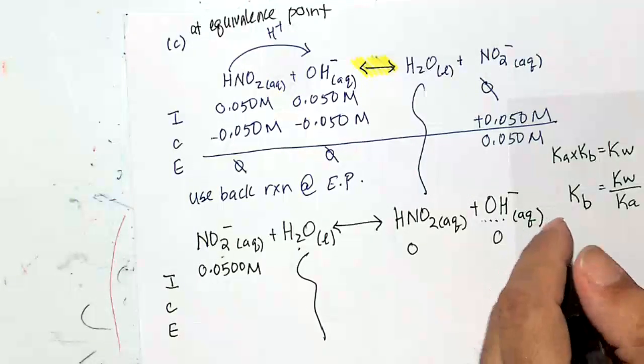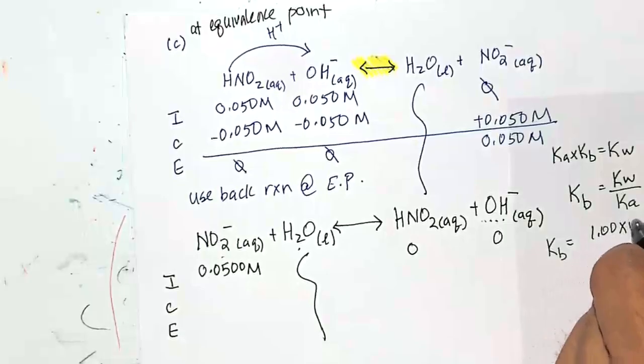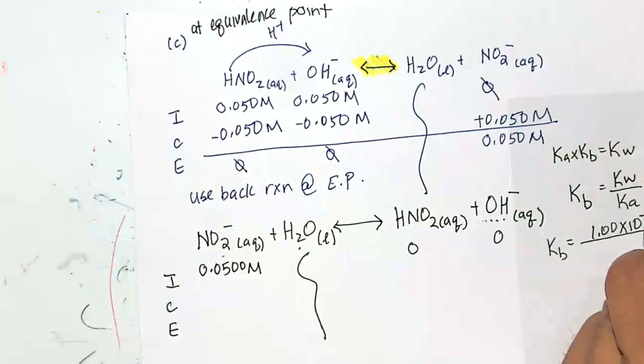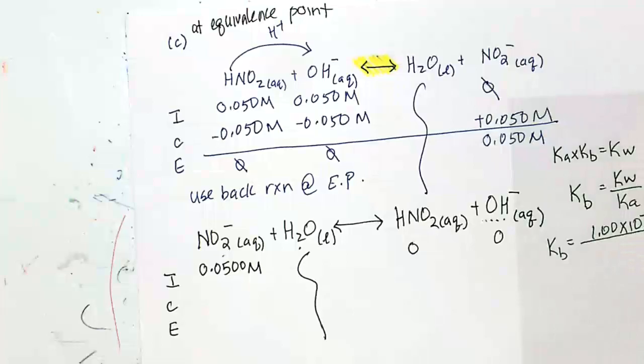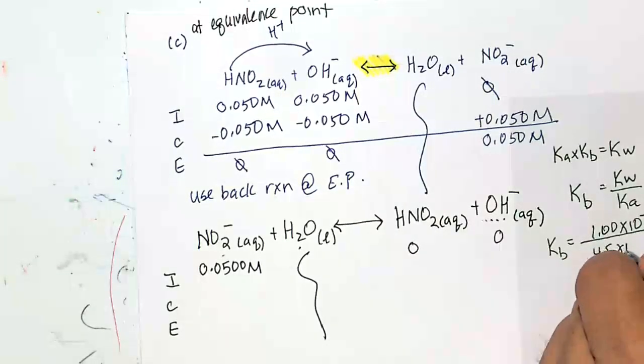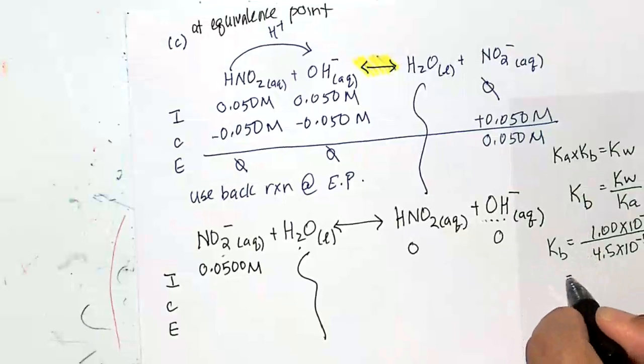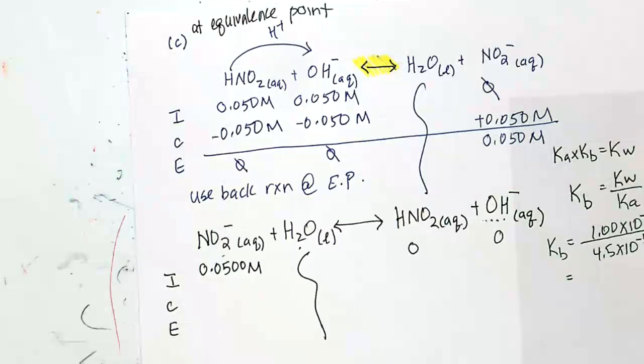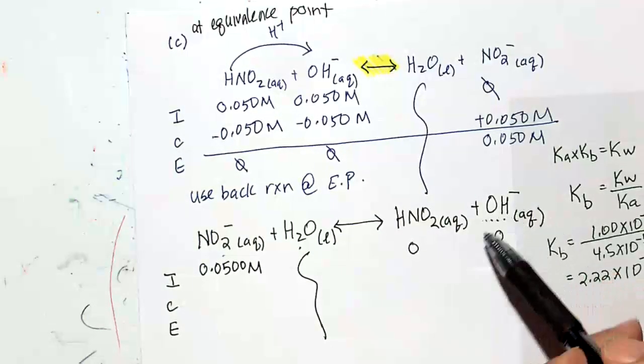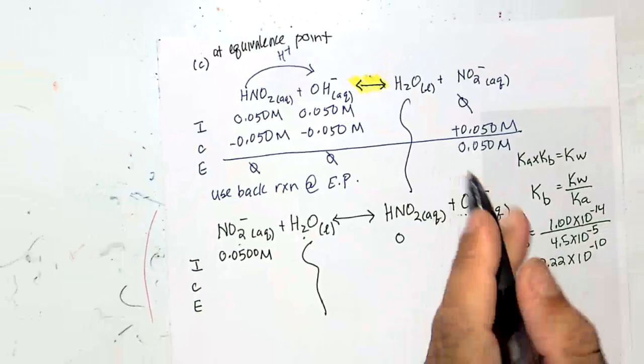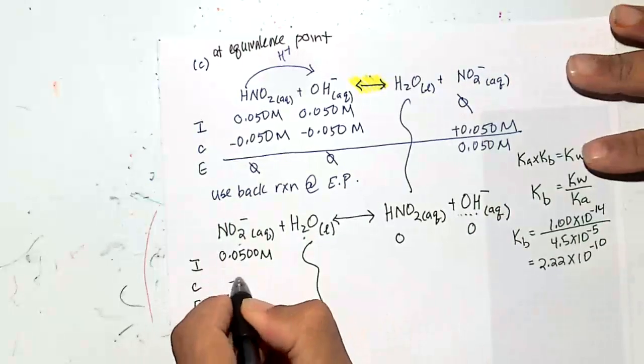KW, I'll give you that, but to be honest, I really would like for you to memorize it as 1.00 times 10 to the minus 14. The KA is 4.5 times 10 to the minus 4. So what is that on our calculator? I'm going to do this super quickly here. Getting 2.222 times 10 to the minus 10. So this is the equation for KB. We calculated KB from KW and KA. I think we're good now.